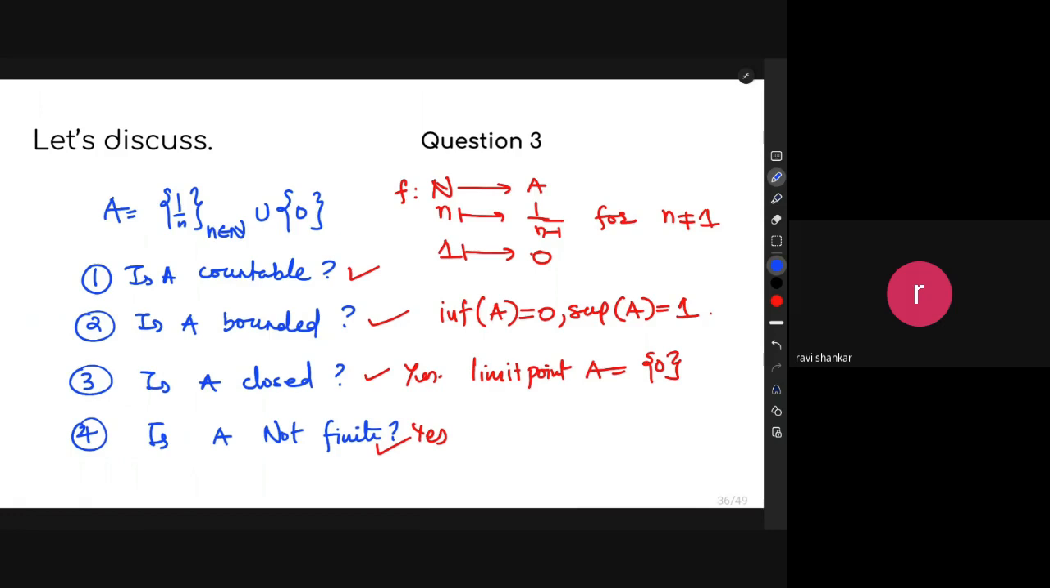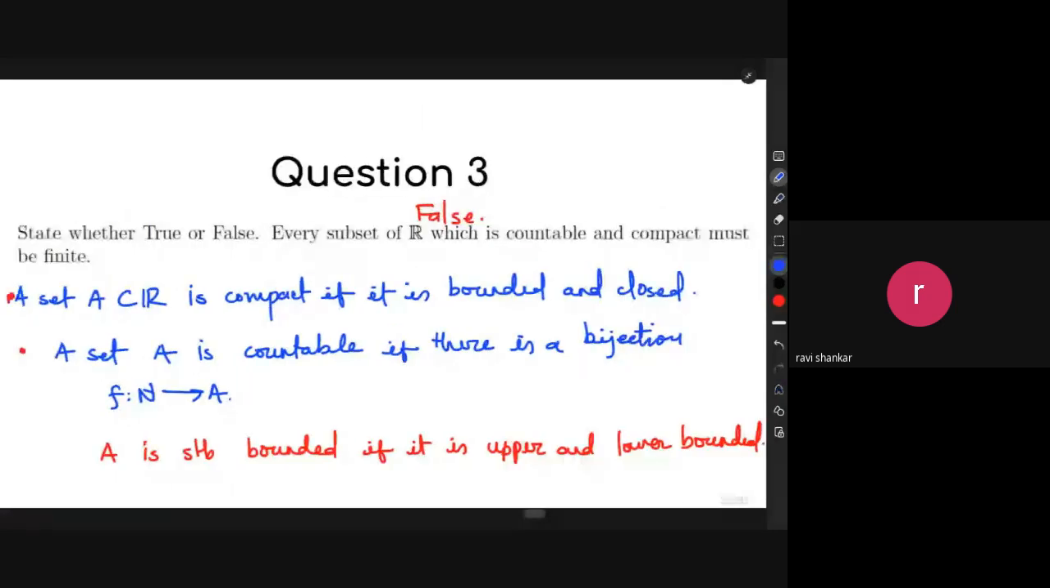So this proves it is a countable set. It is a compact set, and it is not finite. So this statement is false.